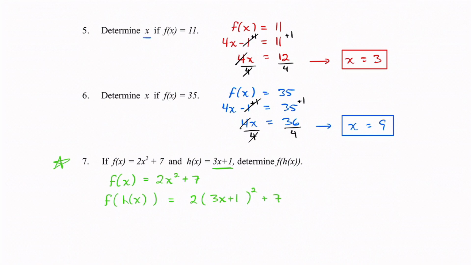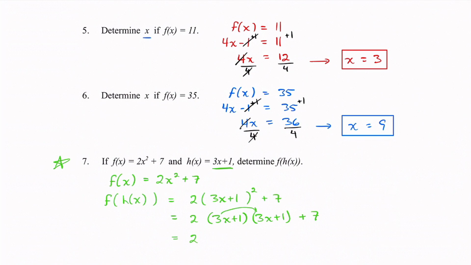Now I can just simplify, and then I'll be done. So I'm going to keep this 2 in front. I'm going to do this squaring. So squaring means that we are going to write out what's in the brackets twice. So it's 3x plus 1 times 3x plus 1. And then don't forget the plus 7. So we'll keep this 2 here. And then we can do our foiling with these brackets.